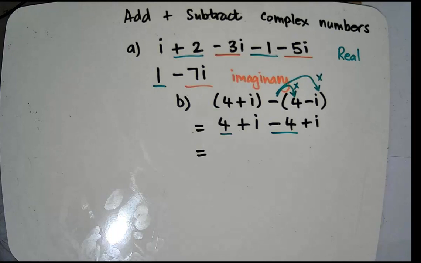Notice that 4 minus 4 will give us 0, and plus i will give us not i squared, we are not multiplying, it will give us 2i. These are like terms.